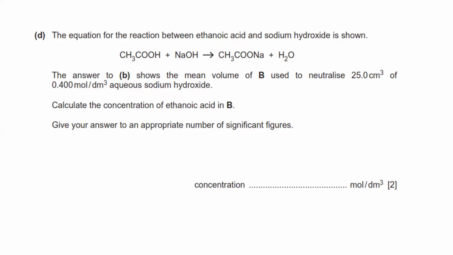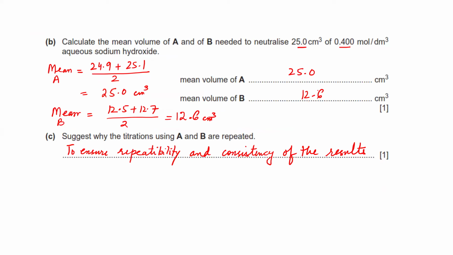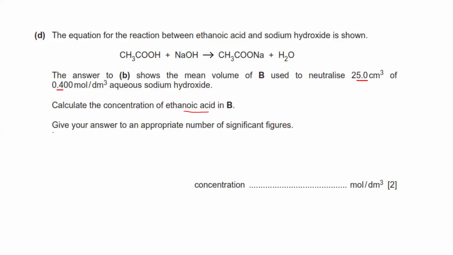Then moving ahead, part D says the equation for the reaction between ethanoic acid and sodium hydroxide is shown. The answer to B shows the mean volume of B used to neutralize 25 cm³ of 0.4 mol/dm³ sodium hydroxide. Calculate the concentration of ethanoic acid in B. So with vinegar B, the volume of vinegar used is 12.6 cm³.